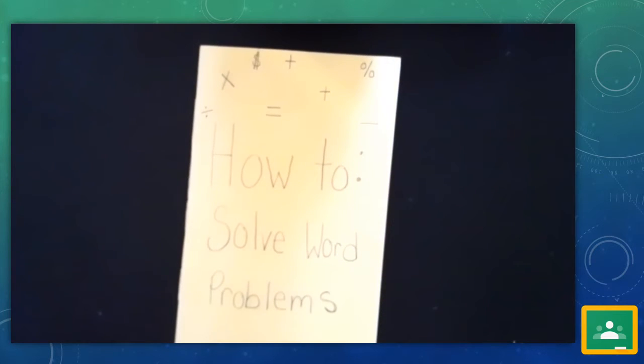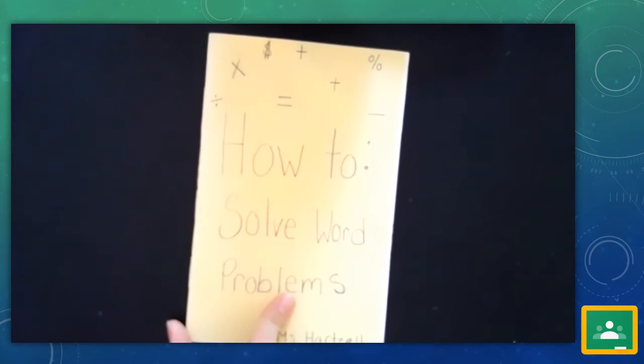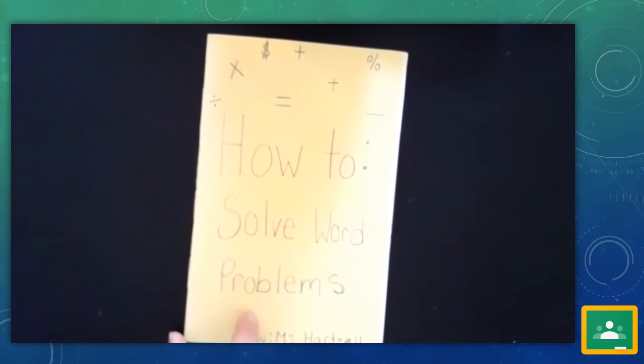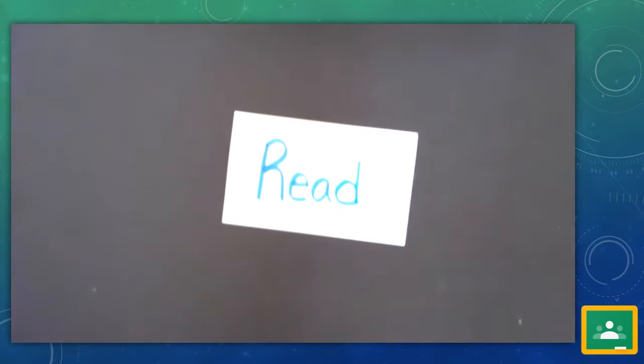All right, friends, for the next 2 days, we are going to be working to solve word problems. So let's remember all of the steps that we learned in this book, how to solve word problems. I don't think you want me to read this book again, but as a quick reminder, whenever we are solving word problems, we should read the problem.